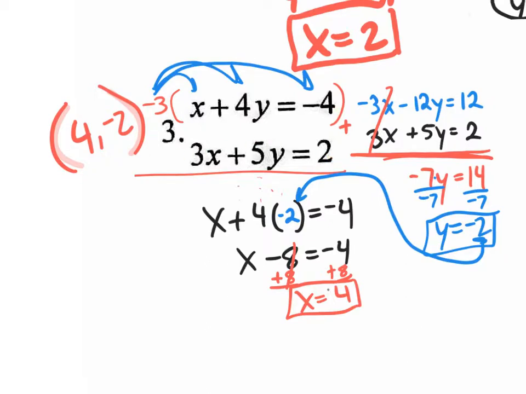But it's also known as the elimination method. Why do they also call it the elimination method? Because that's your goal. You either want the x's to eliminate or the y's to eliminate. And if they don't, you're going to have to change something to get the x's or the y's to eliminate.